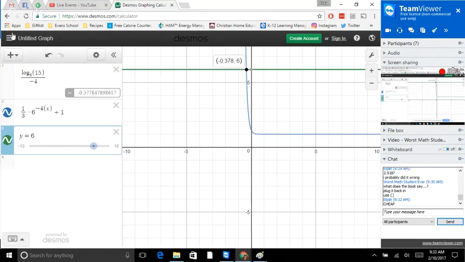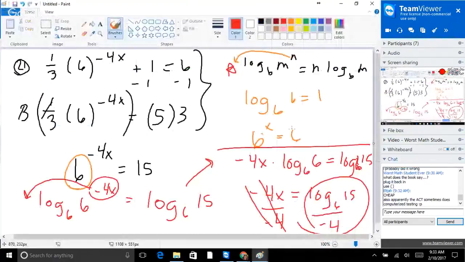So the big thing is, this is the checking part, right? Do you understand how logarithmic functions are helpful in getting that exponent out?